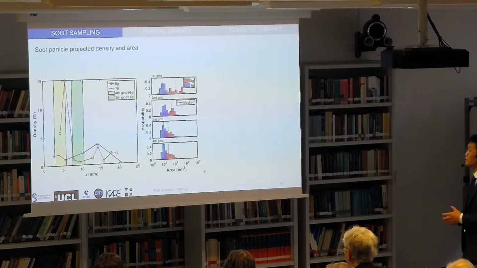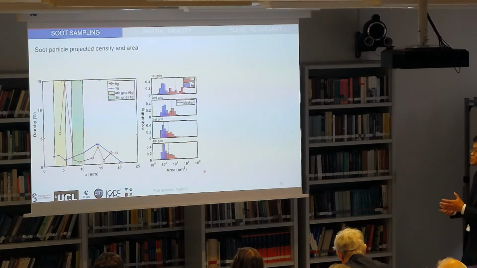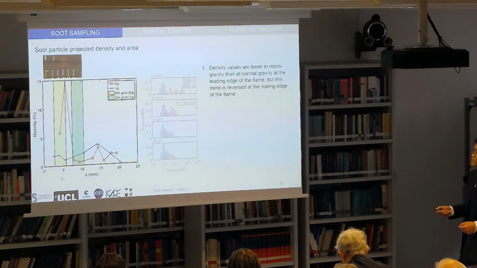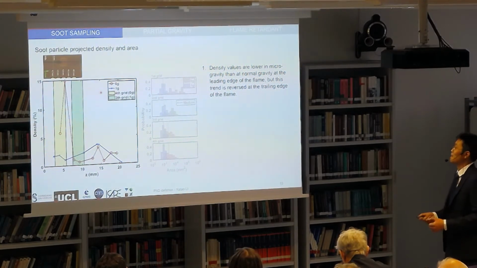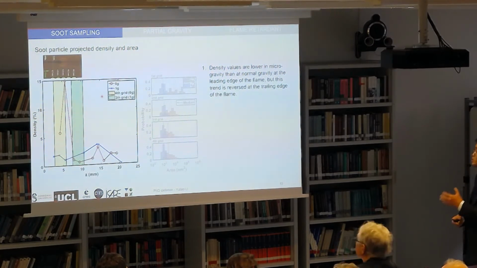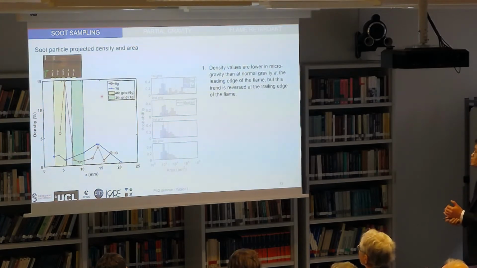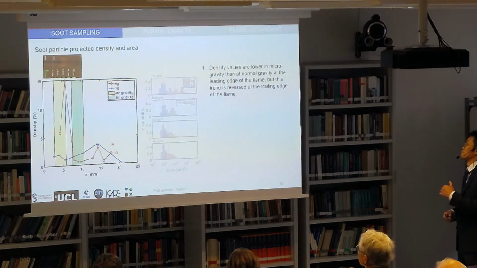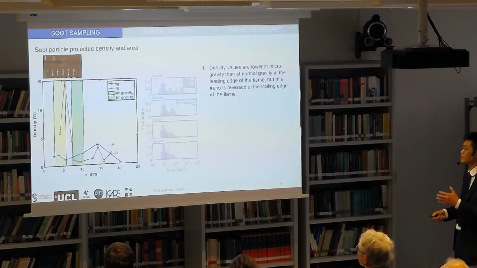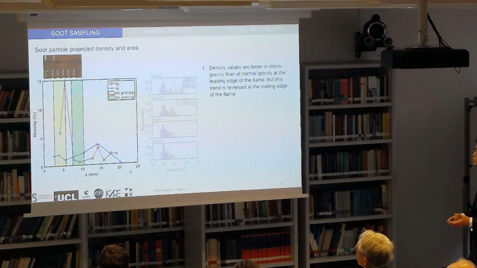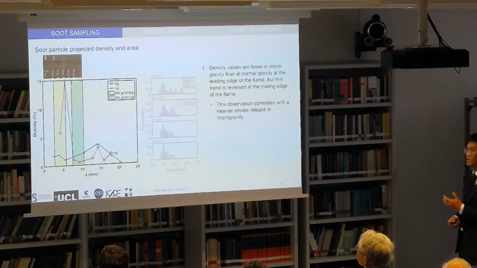Now, the most intuitive results are the two-dimensional density of the soot particles on the image, and also the projected area of the individual soot particles. The result about the density is plotted as a function of the flame axis. The red and blue colors represent the result in microgravity and normal gravity. 2 highlighted zones here correspond to the position where the flame blends with the electrical field. According to the evolution of the result, we can find that the density values are lower in microgravity than at normal gravity in the flame, and this trend is reversed at the trailing edge of the flame. This observation correlates with the heavier smoke release in microgravity than at normal gravity.